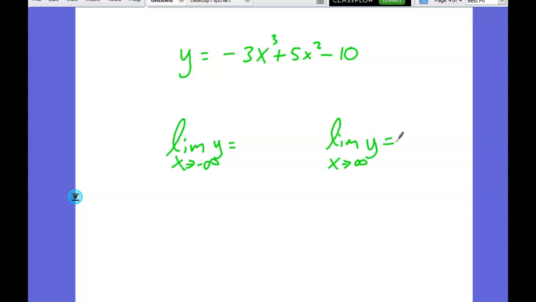So give it a shot, pause the video. Don't take any more than a minute. You know, try it for 30 seconds, check your work with a neighbor, and then unpause the video and you can check your work. So the term you want to look at is this one.